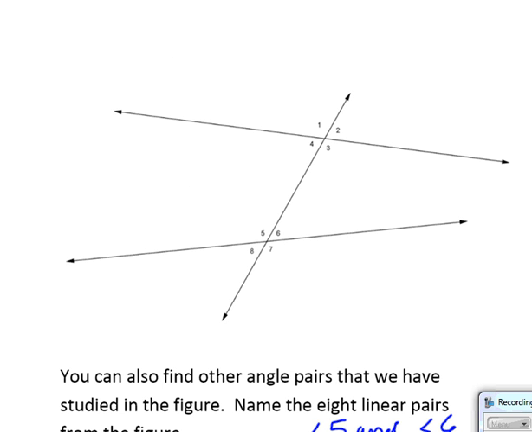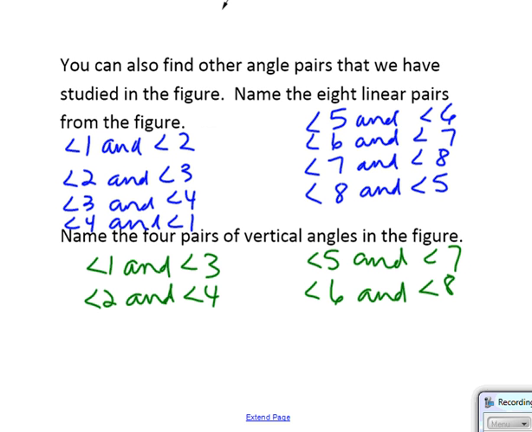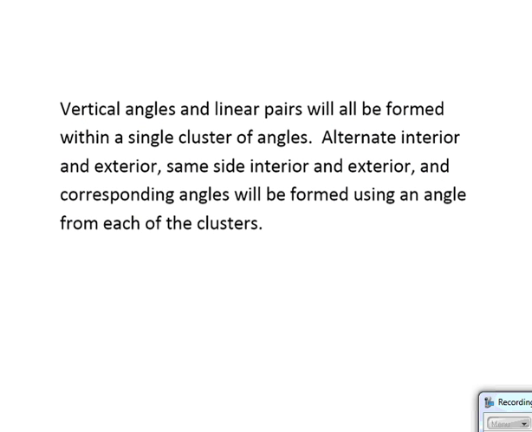Remember that a linear pair should form a line. For example, angles 1 and 2, whereas a vertical angle should share only a vertex. For example, angles 1 and 3. Check your identifications and see how you did. It's important to note that vertical angles and linear pairs will all be formed within a single cluster of angles, whereas alternate interior and exterior, same side interior and exterior, and corresponding angles will be formed using an angle from each of the clusters. Time to see how well you understand this.